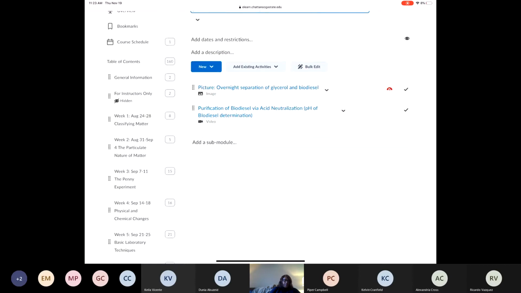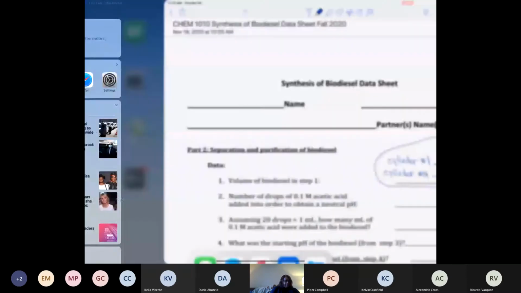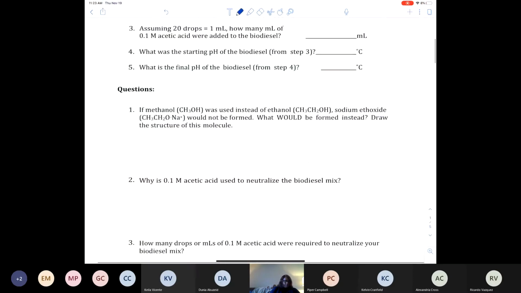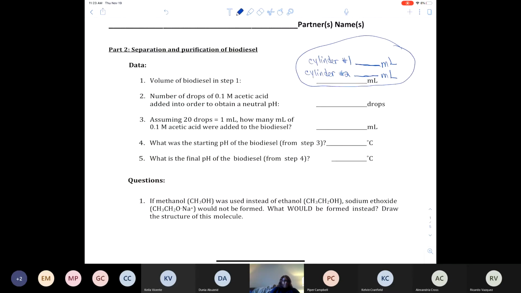And there'll be a picture of the mixture of glycerol and biodiesel after sitting overnight. And then there'll be a video that'll explain the purification of biodiesel via acid neutralization. And so this video is pertinent for part number 2, separation and purification of biodiesel. You'll get the milliliters of biodiesel in cylinder 1 and cylinder 2.